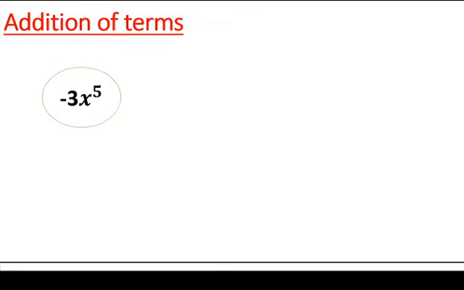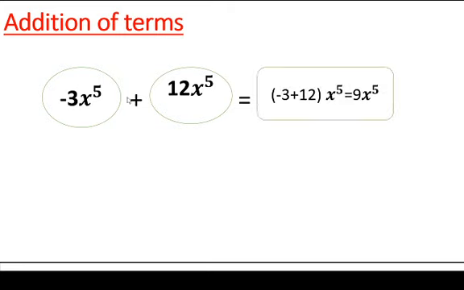So we do have a minus 3x to the power of 5 and 12x to the power of 5. Both terms are like because they are in variable x and variable x is raised to the same power, so we can add both terms. Minus 3 will be added with 12. Here we do have minus 3 plus 12, and the common term is x to the power of 5. So x to the power of 5 will be multiplied by the sum of minus 3 and 12. Then it will be 9x to the power of 5.